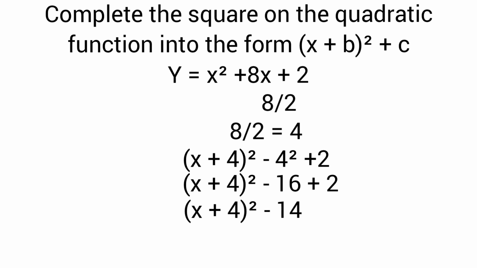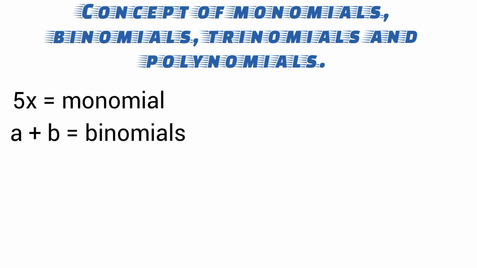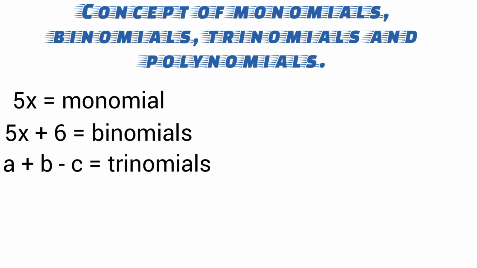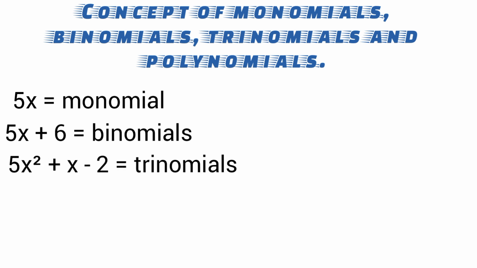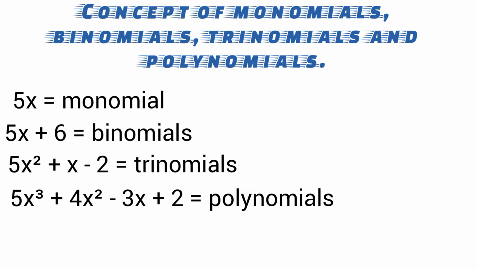Now let me quickly explain the concept of monomials, binomials, trinomials, and polynomials. A single term is a monomial. Example, 5x. While an expression with two terms is known as a binomial. Then an expression with three terms is called a trinomial, while multiple terms are called a polynomial.